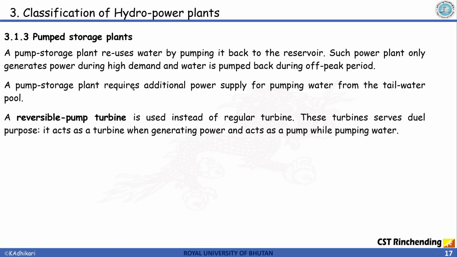Once it has generated the power, the water in other types of dam is allowed to flow downstream, but in this case they are going to pump it back to the main reservoir. So the water follows a circular path. It first generates power, then it pumps back, and again it generates power.